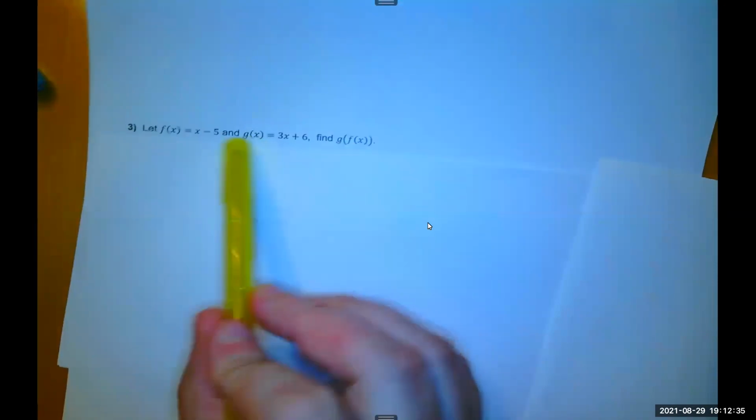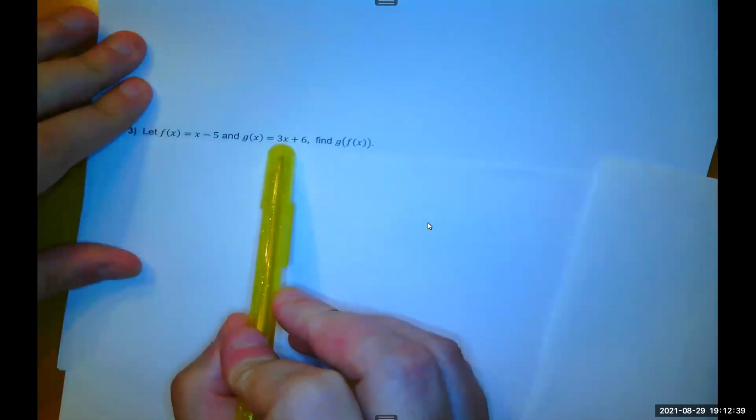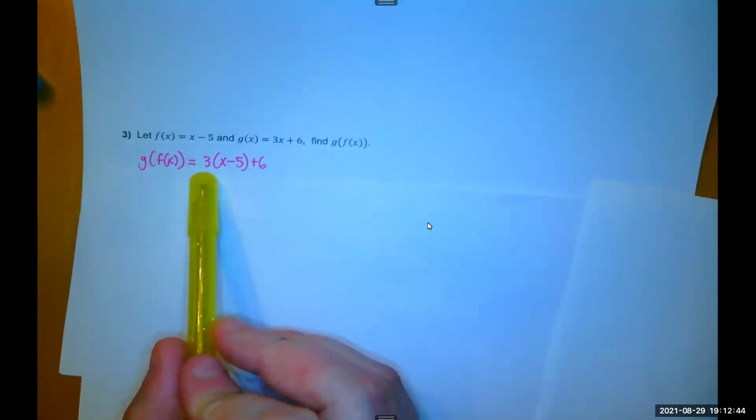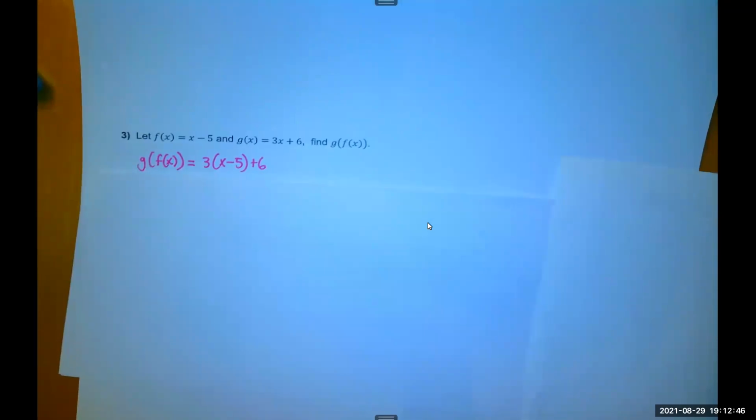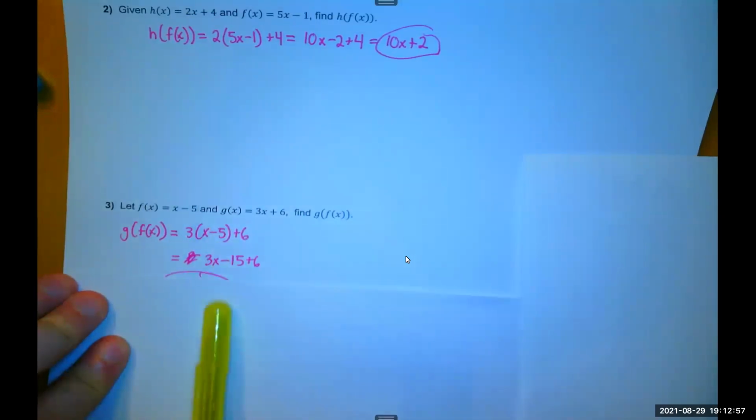F goes into G, so x minus 5 is going to occupy the x spot right here. We're going to insert x minus 5, both those things, right in there for x. It's going to become 3 times the quantity of x minus 5, plus 6. This time I chose to write it vertically. There's no difference. You can go horizontally across like I did in the first two, or vertically down like I did here. It's the same thing. You may just prefer the way one works, or the organization may make more sense to you.